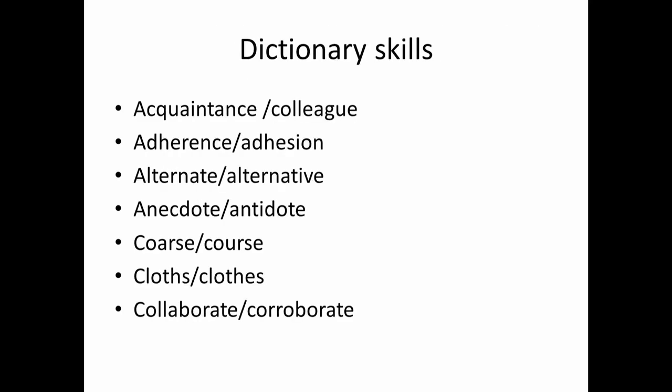Again, look at this slide and practice your dictionary skills. Find the difference in meanings of these pairs of words. Very commonly confused words: acquaintance and colleague, adherence and adhesion, alternate and alternative, anecdote and antidote, course and coarse, cloths and clothes, collaborate, corroborate.